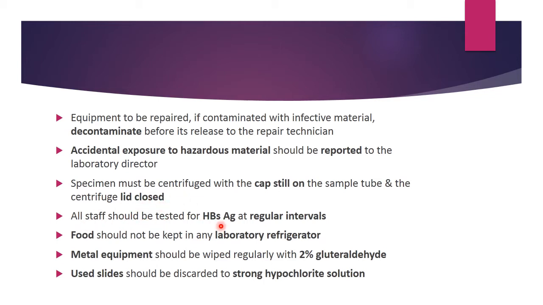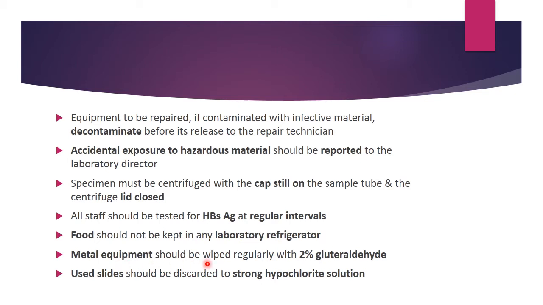All staff should be tested for hepatitis B surface antigen at regular intervals, because this infection can be caught easily now and then because of handling a different number of samples. So at regular intervals we need to check for this antigen in the technologist's bloodstream also. Food should not be kept in any laboratory refrigerator, because laboratory refrigerators are meant for placing the samples or for chemical storage. So see that our food is not placed in the laboratory refrigerators.